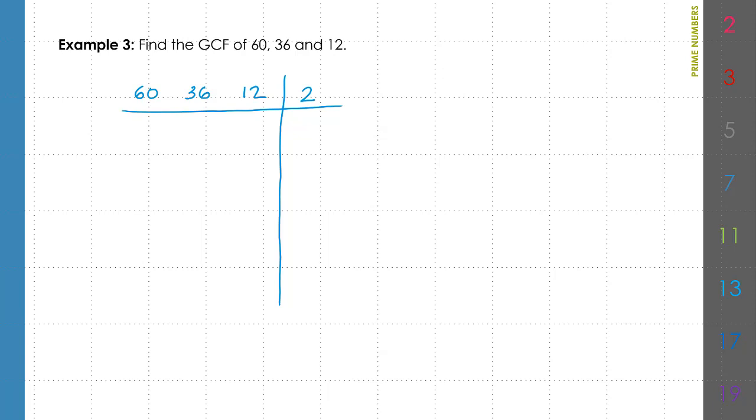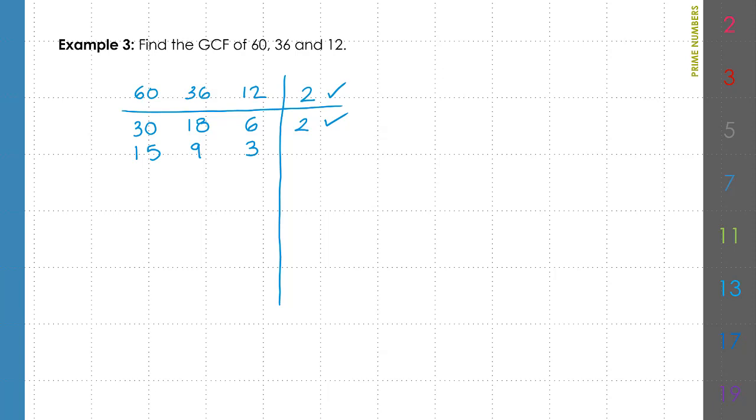60 over 2 gives us 30. 36 over 2 gives us 18. And 12 over 2 is 6. Okay, since this number divided all 3 numbers, we check mark. We try again with number 2. 30 over 2 is 15. 18 over 2 is 9. And 6 over 2 is 3. Again, this number divided every number, so we check mark.